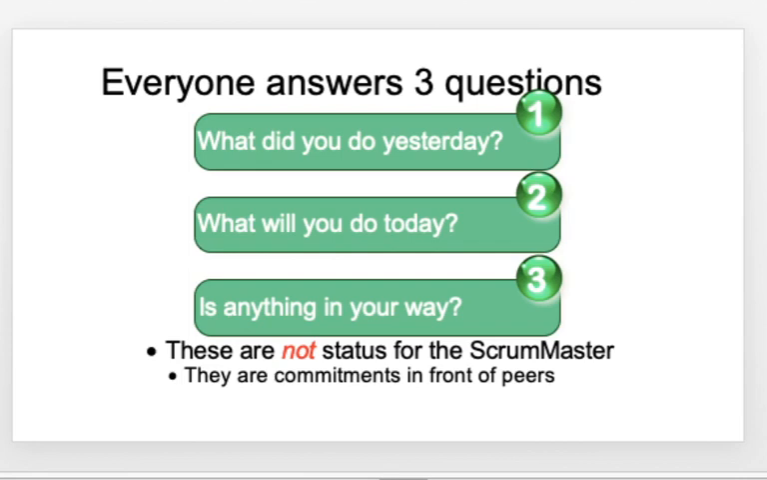This is not a meeting to check your status. Because everybody in the team is at the same peer level. Each one of you in the team has equal responsibility, and you should always note that this is not a status check meeting. So these are kind of commitments in front of your peer team, and so we need to probably get answers for these three questions in the daily Scrum meeting.